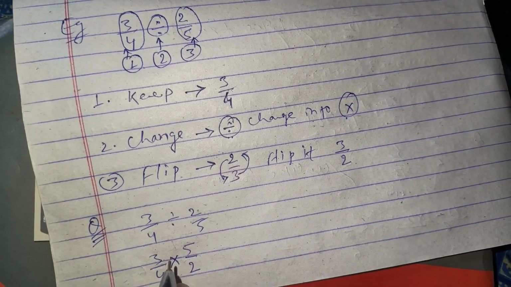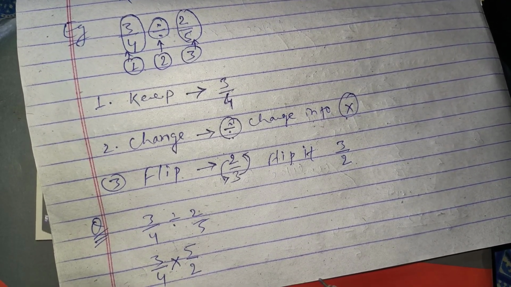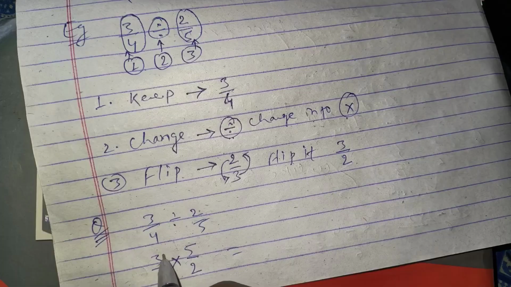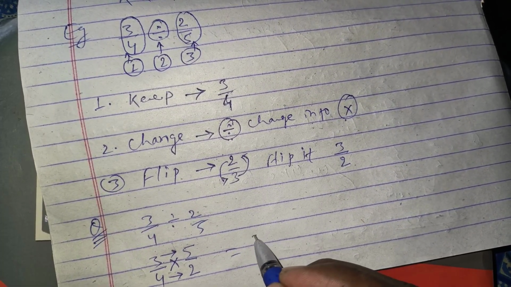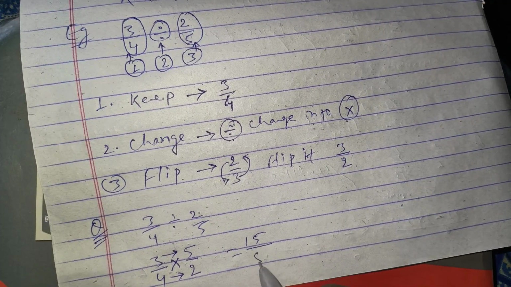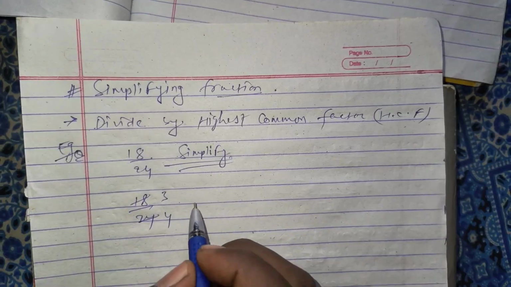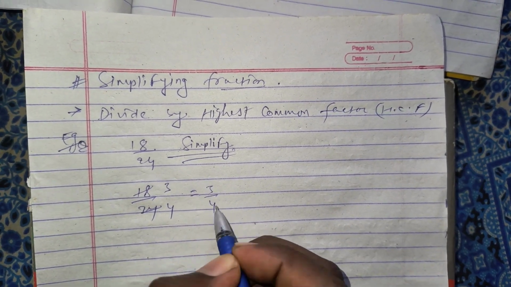Now see, it is in the form of multiplication of fractions. So how to multiply fractions, we have already discussed that. Just multiply numerators and multiply denominators. So 5 times 3 is 15 divided by 4 times 2 is 8. So this will be 3 by 4, the simplification of this.